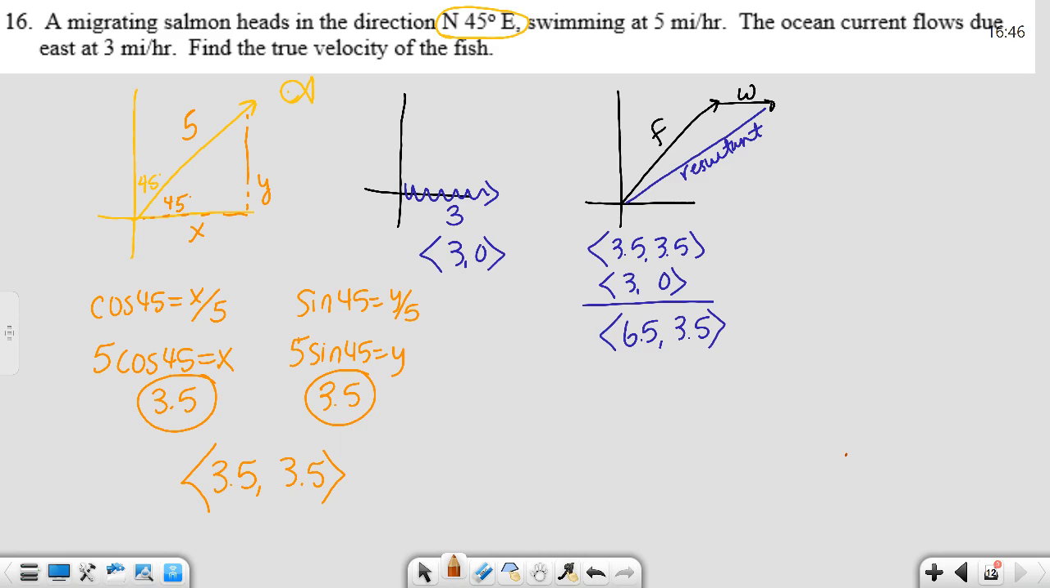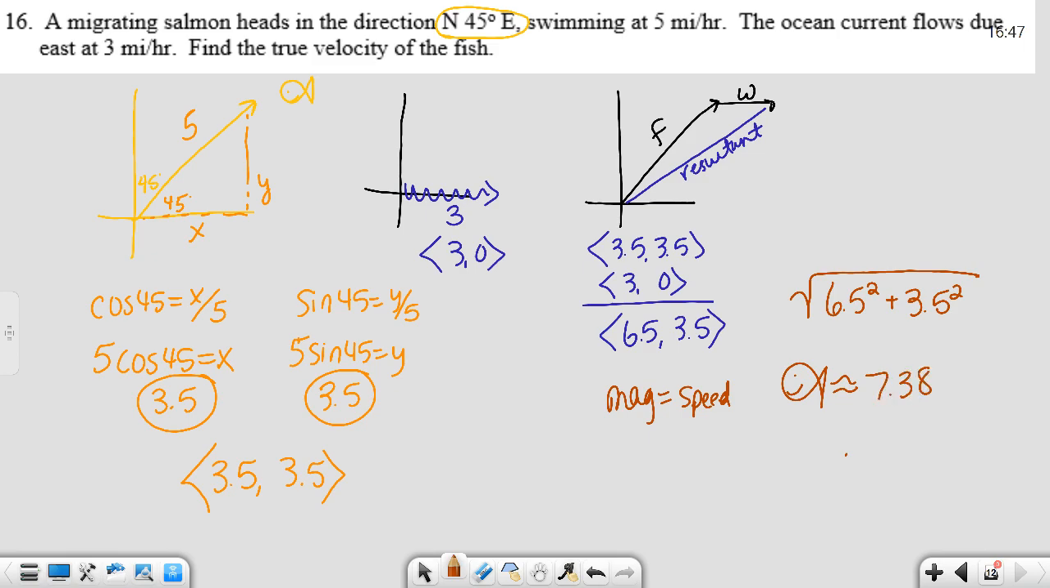Alrighty, so we're looking for the magnitude. Magnitude equals length or distance, which can also represent your speed. So we're going to take the square root of 6.5 squared plus 3.5 squared, and it is going to tell us that our little fish is swimming at approximately 7.38 miles per hour. That's a fast little fish. And usually salmon are swimming the opposite direction against the current.